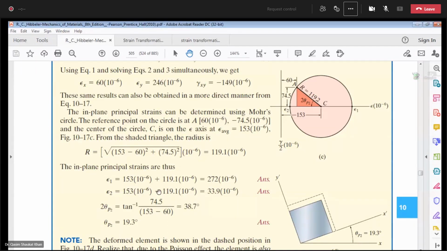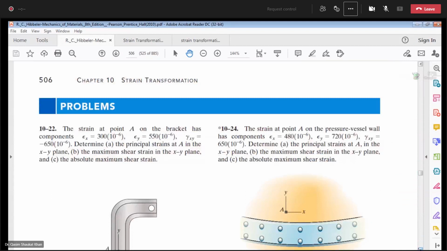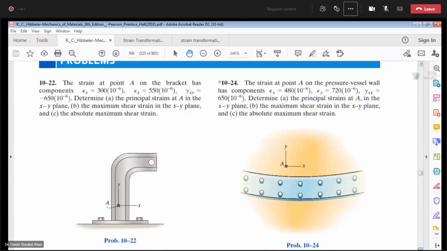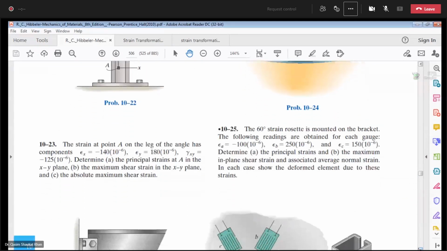And theta P. Are you calculating in your class or not? So theta P, the orientation of the principal planes. Sir, 38.7 is coming for 2 theta P. Is 2 theta P coming? Yes sir. Done. So with this, the strain rosette is over. I will also give you some problem statements later on.